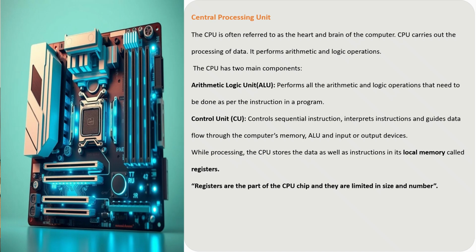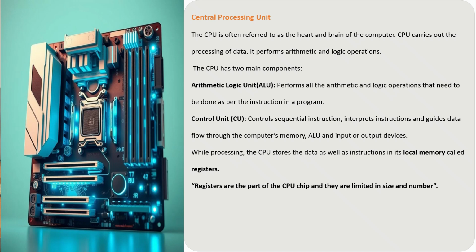The arithmetic and logic unit performs all the arithmetical and logical operations that need to be done as per the instructions given in a program. The control unit controls the sequence of instructions from the beginning to the end, and also interprets the instructions like a language translator, and guides the data flow through the computer memory, the arithmetic logic unit, and the input and output devices.